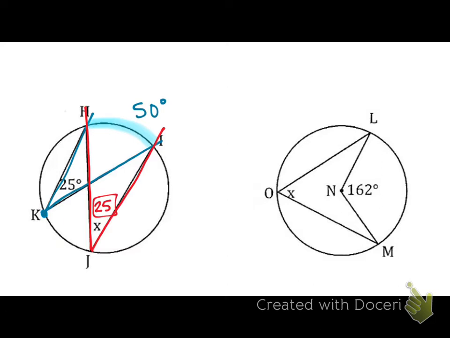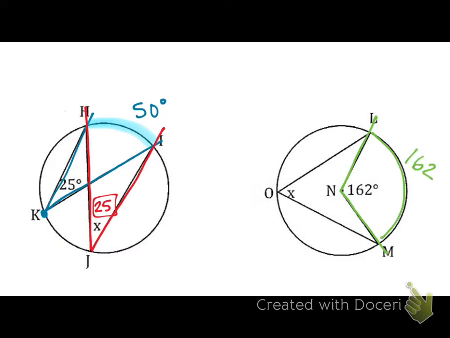The second, Kobe, what kind of angle is 162? Central or inscribed? Where's the vertex? Central. So N is on the center. So then, guys, what's the measure of this arc?